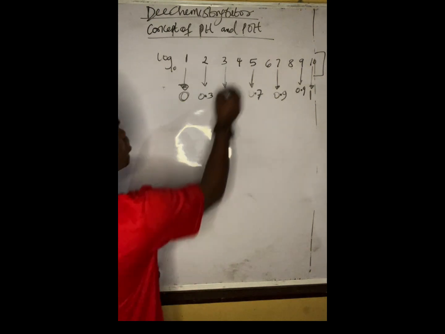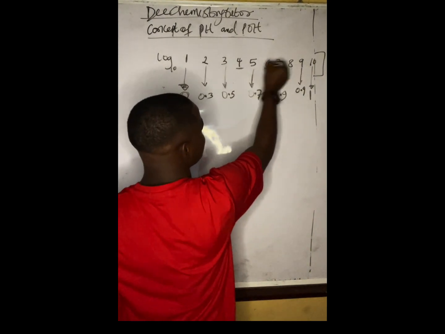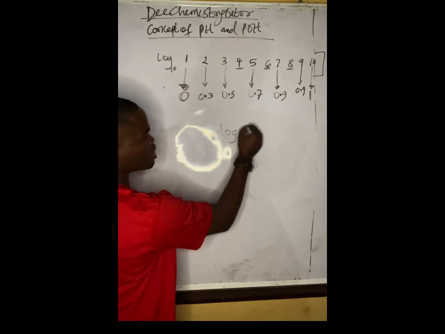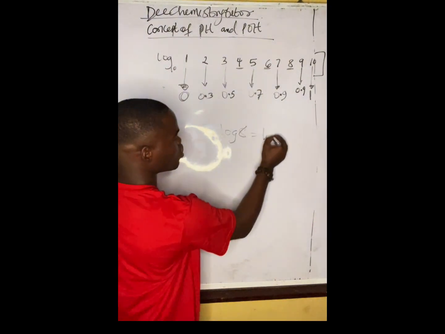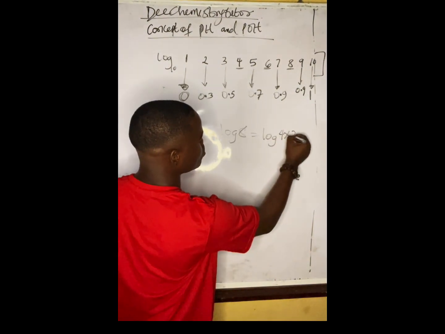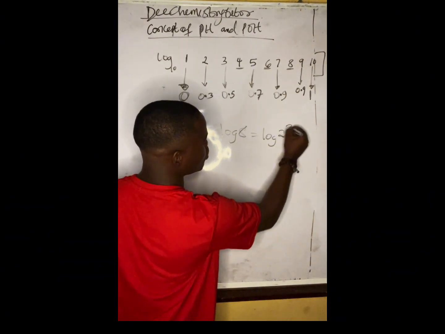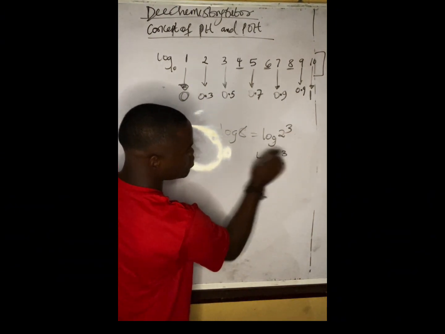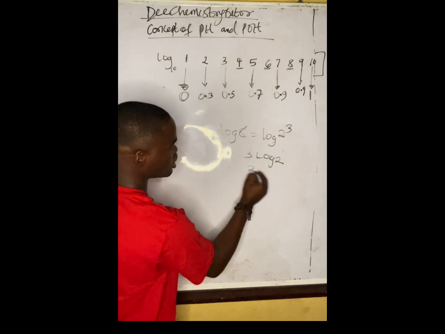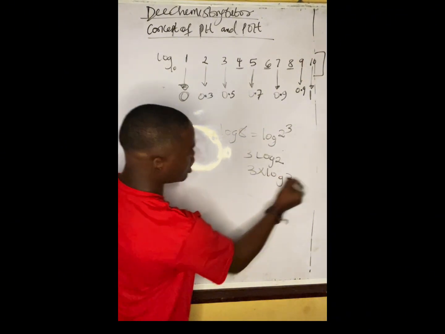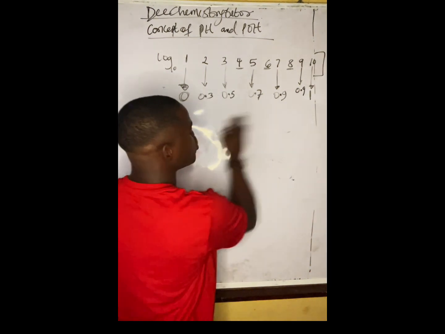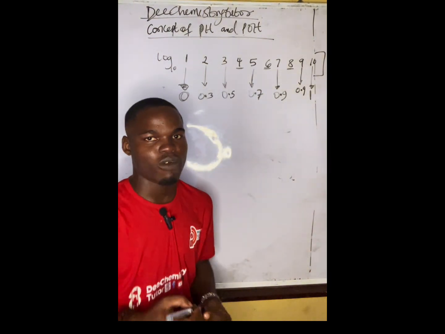So that means I don't need log 4, I don't need log 6, I don't need log 8. Why don't I need log 8? Log 8 is log 4 times 2, or 2 raised to power 3. So if I have 2 raised to power 3, this means 3 will come here. So I have 3 times log 2, and I will get log 8. So that's why I don't write this. Now, there's a reason why I don't write it. You will see it now.